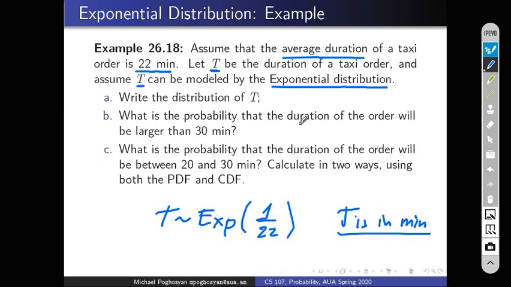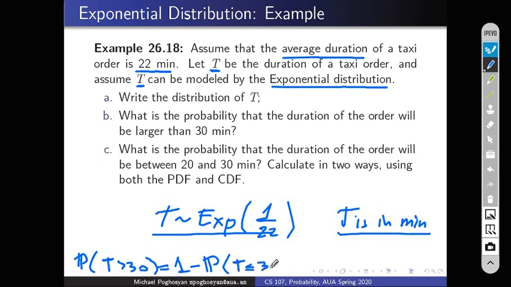What is the probability that the duration of the order will be larger than 30 minutes? Well, if I have this, then I have the CDF and the PDF, so I can calculate this probability. The problem is asking, what is the probability that the duration t is larger than 30 minutes. So I'm writing 1 minus P(t is less or equal than 30). By the way, we have calculated this kind of thing for any exponential. If you remember, that was when I was talking about the survival and reliability function.